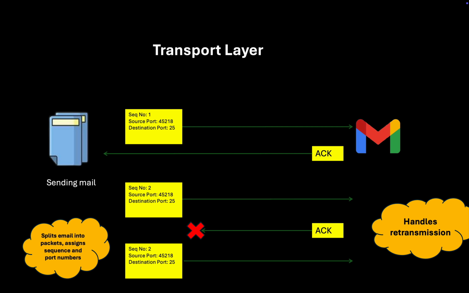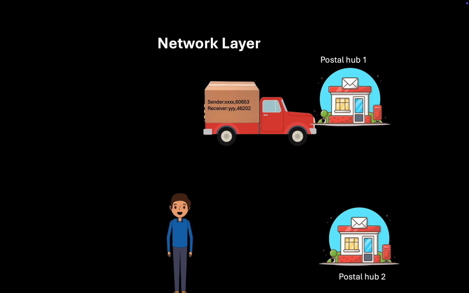For every segment, an ACK is expected. In case an ACK is not received, it will resend that segment. So this transport layer is basically to split our email, and it will assign the sequence number and port numbers. It also handles the retransmission. So the next layer is the network layer.